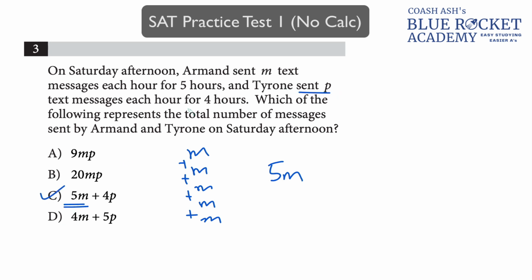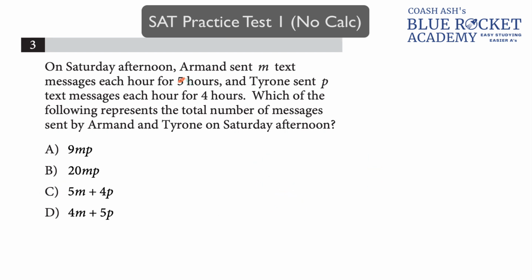But you can also think about Tyrone sending P messages every 4 hours. So you've got P the first hour, second hour, third hour, fourth hour. So that's 4P. And so 5M plus 4P is your answer. Now, what about we flip this? Suppose Armand sends for 4 hours, these messages, and then Tyrone sends for 5 hours. So which of these answers would work? So post your answers. Let's see how quickly you can solve them. It's very easy. I think you will know exactly what to do. And let's move on from here.